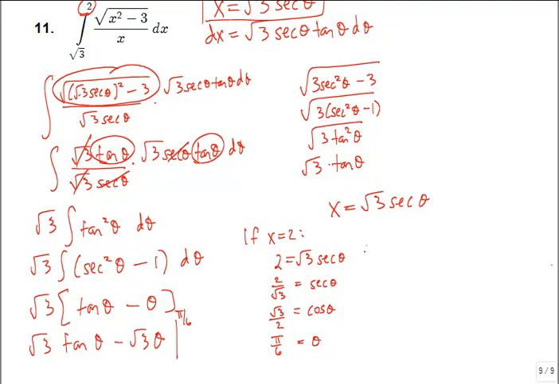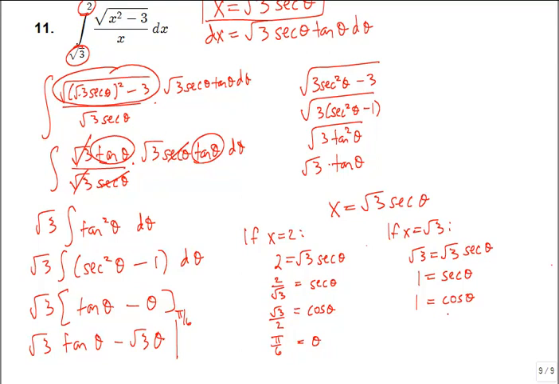Now we do this again for the lower bound. So if x is root 3, then what would this equation become? Let's just plug in root 3 for x and see what that tells us theta needs to be. So this becomes root 3 equals root 3 secant theta. When I divide by root 3, I just get 1. Reciprocal of this becomes cosine of theta, and the reciprocal of 1 stays a 1.